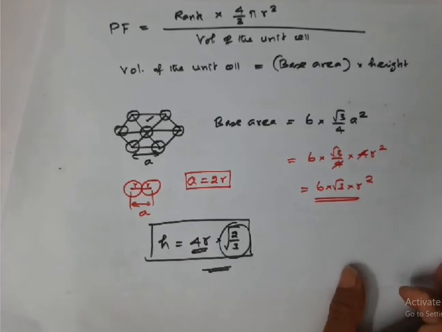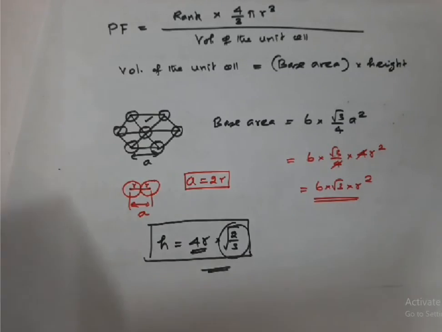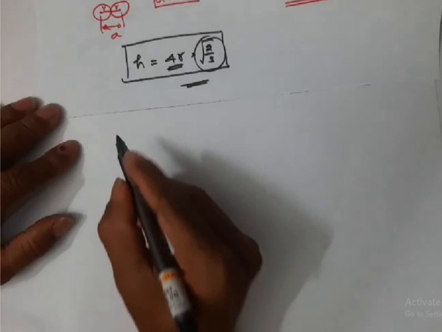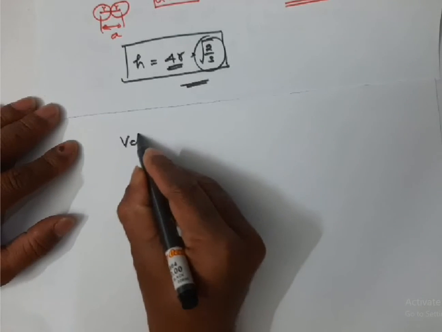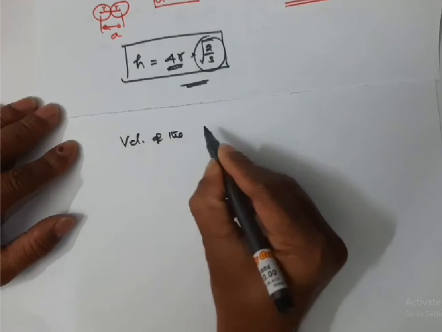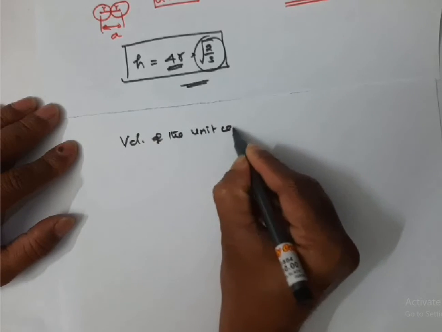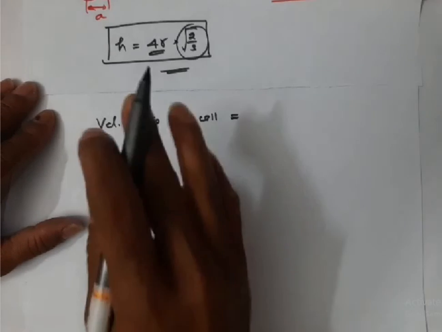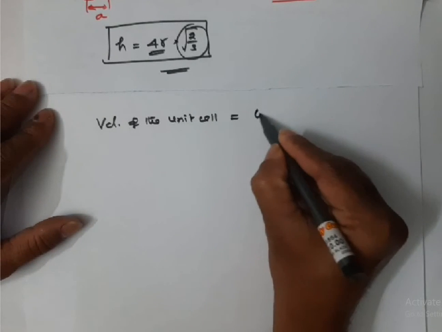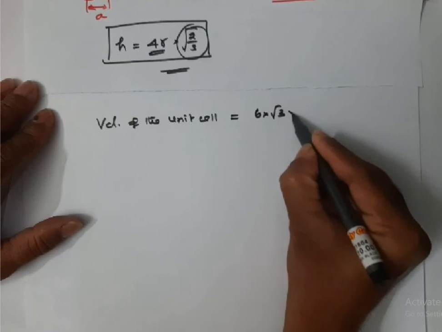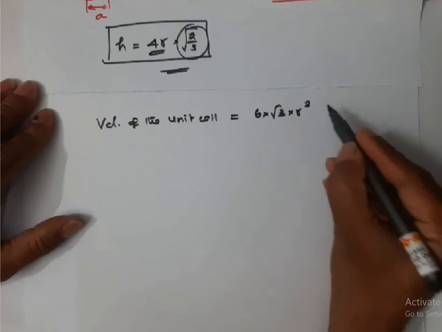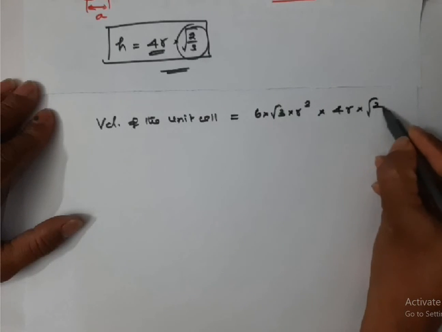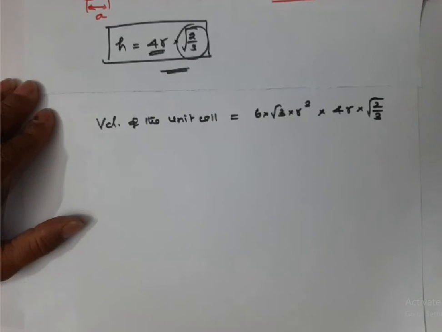Now, what is the packing fraction? How to calculate? We have the height and we have the base area. Therefore, first let me calculate the volume of the unit cell. You know very well, volume of the unit cell is nothing but base area into height. We have calculated the base area: 6 into root 3 into R square. And the height of the unit cell is 4R into square root of 2 by 3.